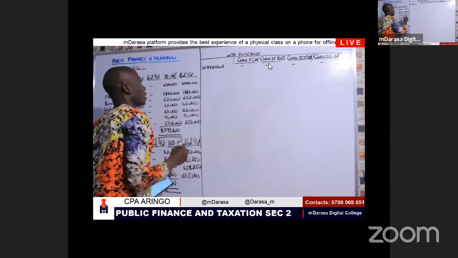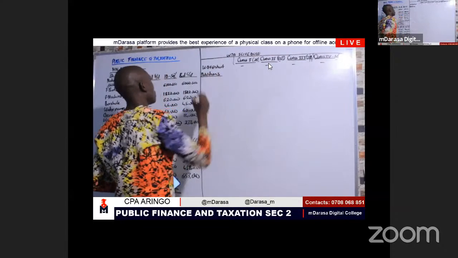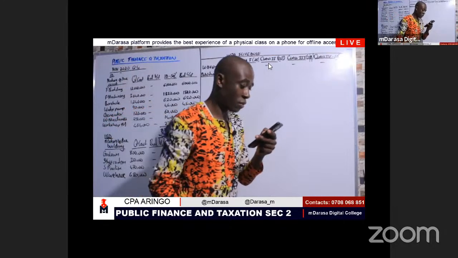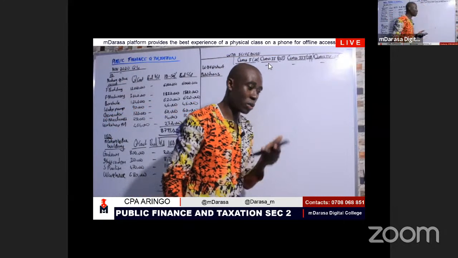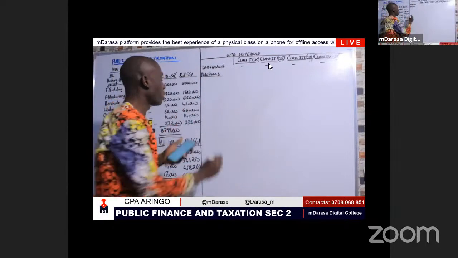So, additions during the period. Looking at our additions during the period, this is what we have. We have billboard, which we've identified.